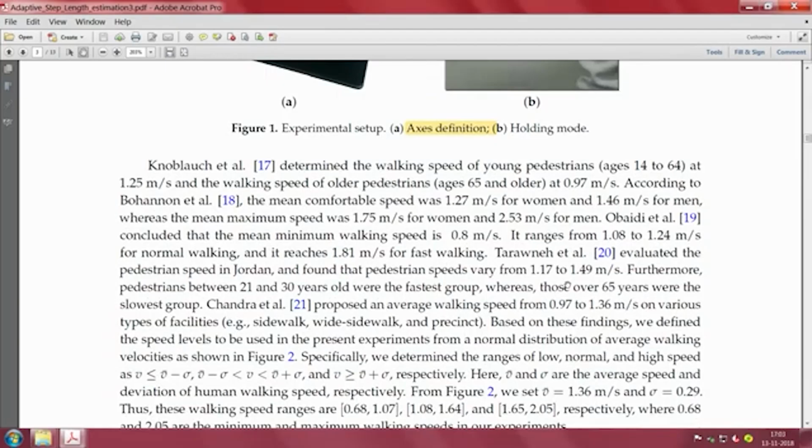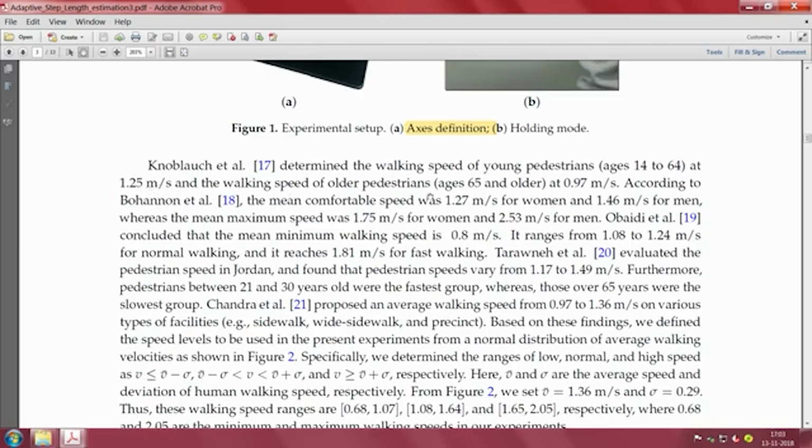And this paragraph is really very good. If you follow this you will understand something very nicely written here. For instance, if you take young guys, what is the speed at which they walk? 14 to 64 walk about 1.25 meters per second.